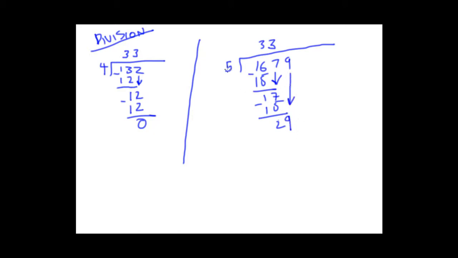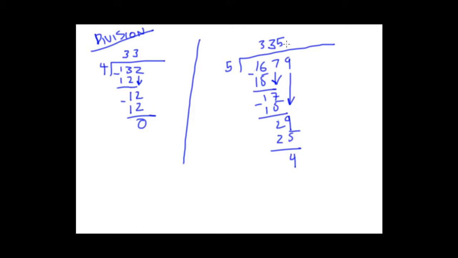29. How many times does 5 go into 29? Well, if it goes into it 6 times, it's 30, so it must be 5 times. So we write a 5 up here and do 5 times 5, which is 25. The result is 4.